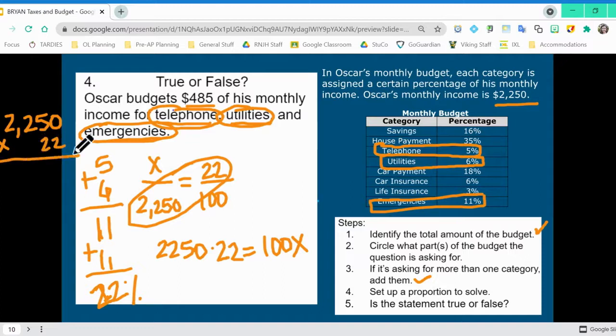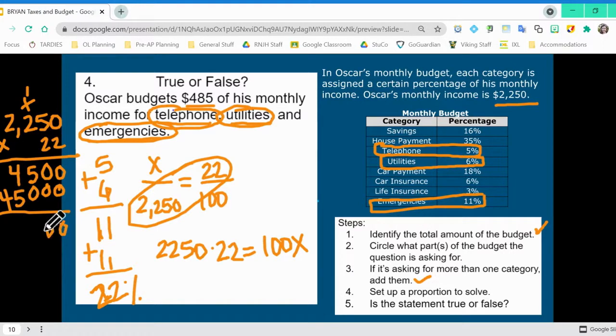So write the problem. 2 times 0 is 0. 2 times 5 is 10. 2 times 2 plus 1 is 5. And 2 times 2 is 4. So that's my first row. Second row, I start with the 0. 2 times 0 is 0. 2 times 5 is 10. 2 times 2 is 4, plus 1 is 5, and 2 times 2 is 4.